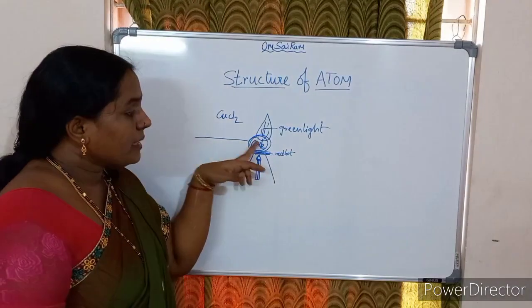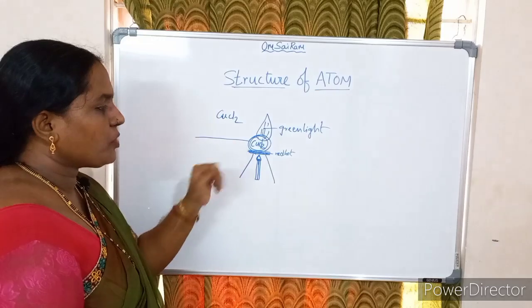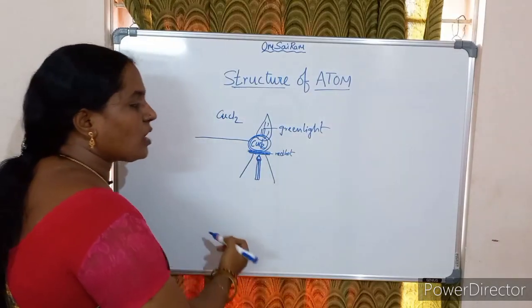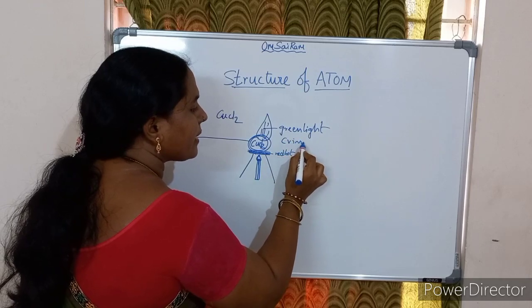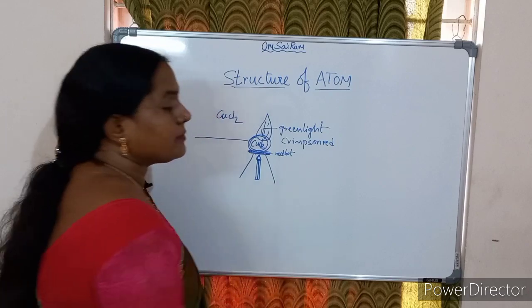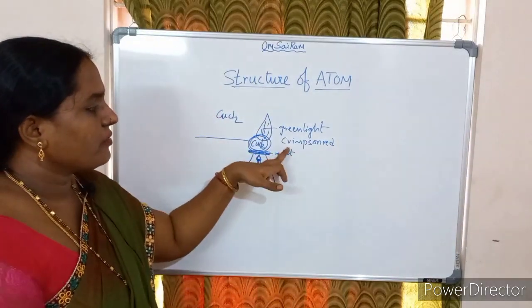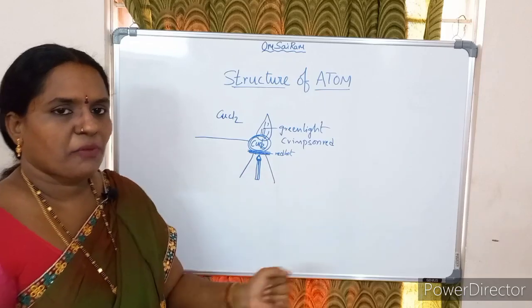If in the place of cupric chloride, strontium chloride is taken, it will give crimson red color. It also burns and gives crimson red color. All the elements are made up of atoms.